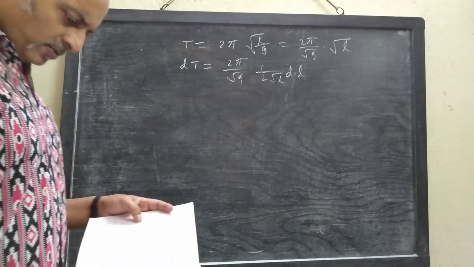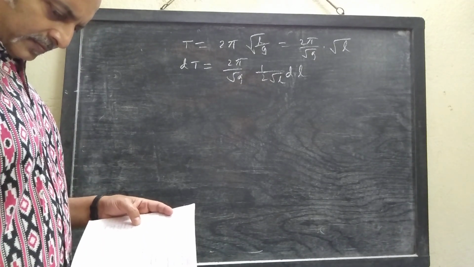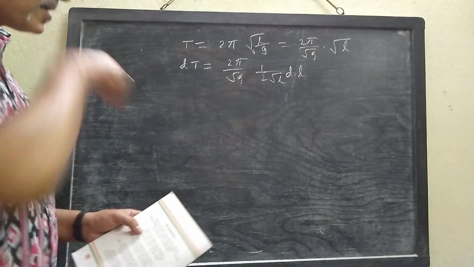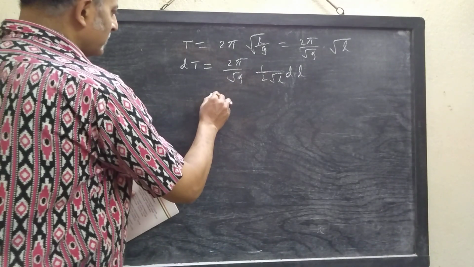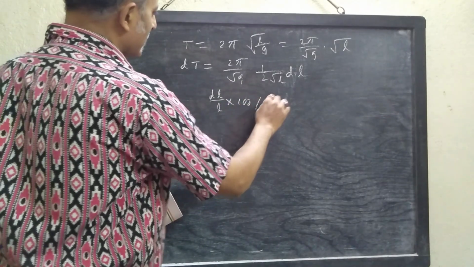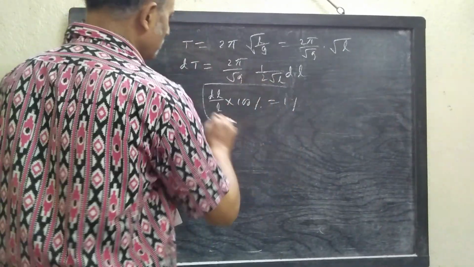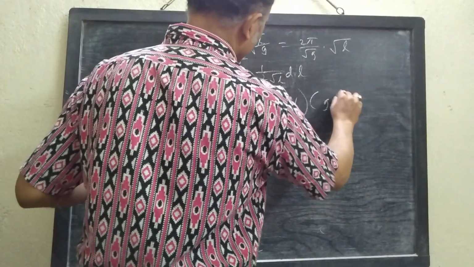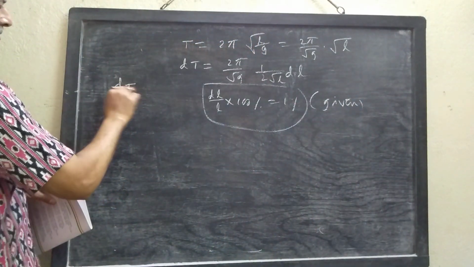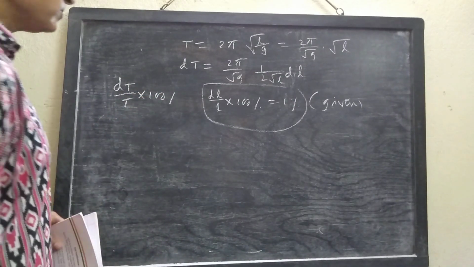As it is given to you that the error in measuring L is 1%, that is, dL by L into 100% is 1%. It is given to you. Look, this is given. And you are asked to find dT by T into 100%.